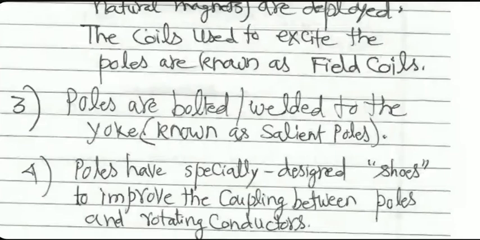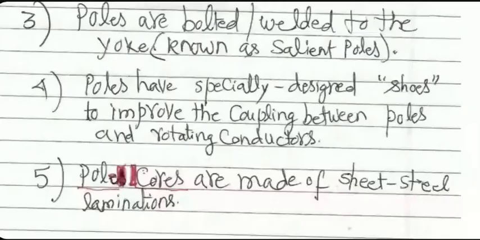Poles have specially designed shoes, already shown to you, that help in improving the coupling between poles and the rotating conductors. Poles are made of sheet steel and laminations are in poles also to reduce losses.